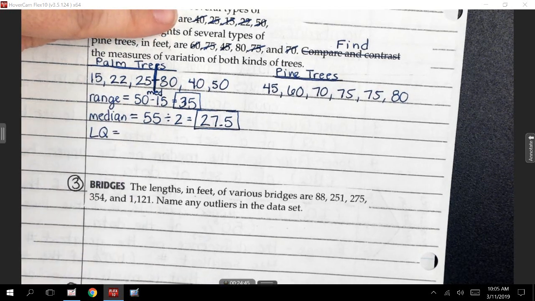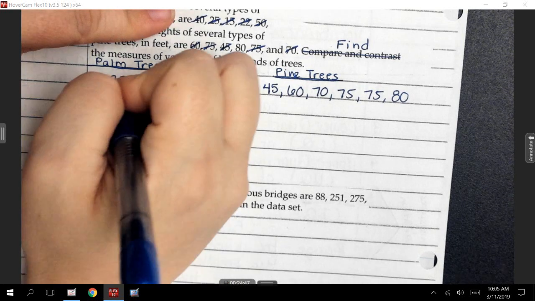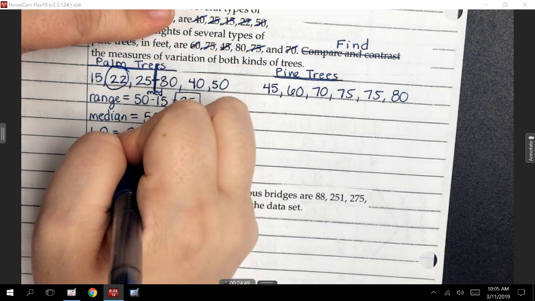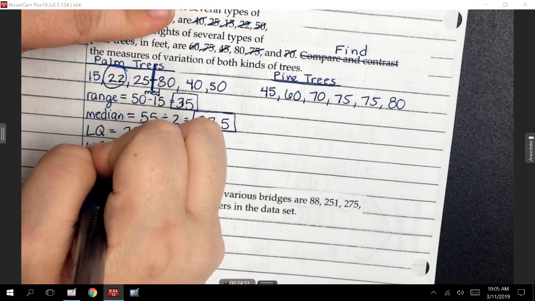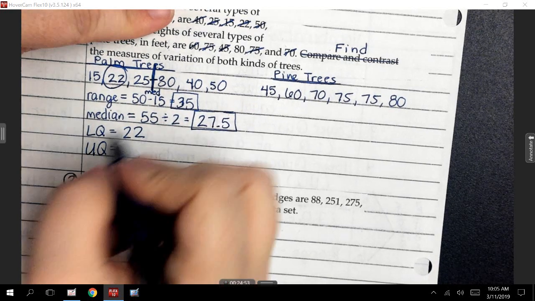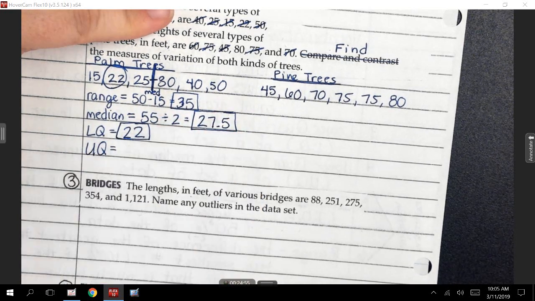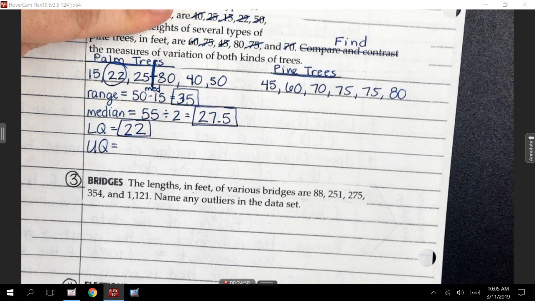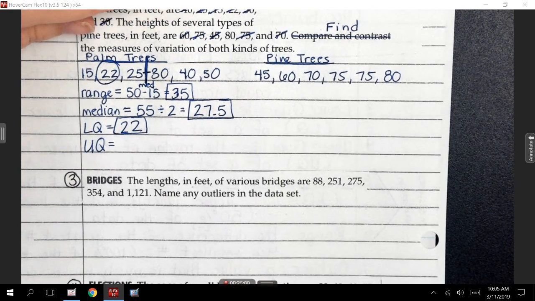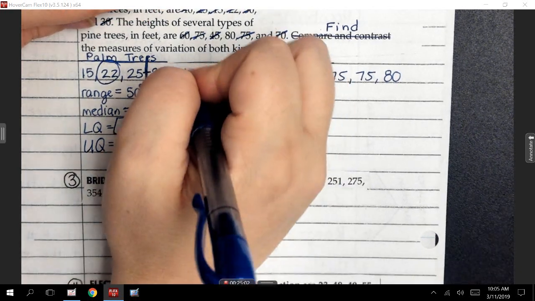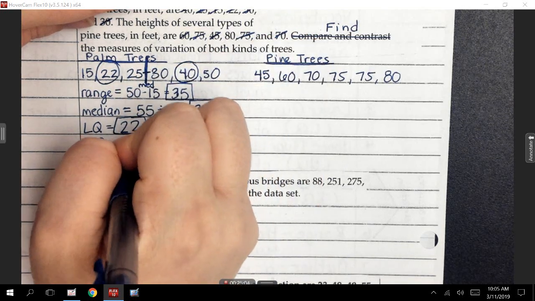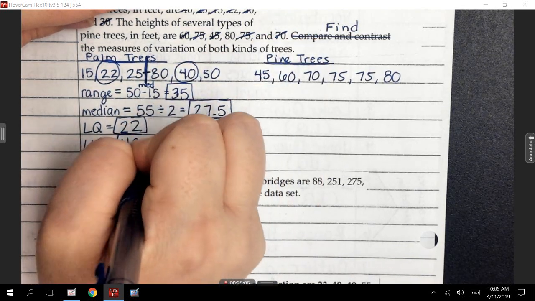What is my LQ going to be here, Braden? 22. So my LQ is 22. What is my UQ, Aiden? 40. So the middle of the upper side, 40. Perfect. Sometimes they seem too easy, don't they?